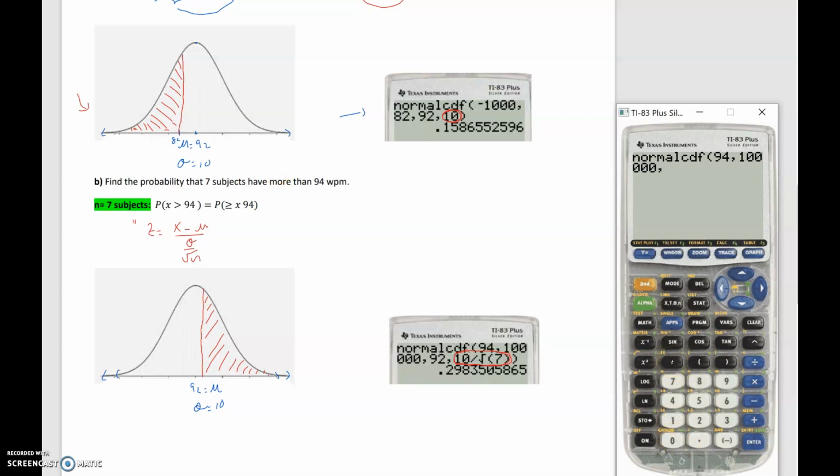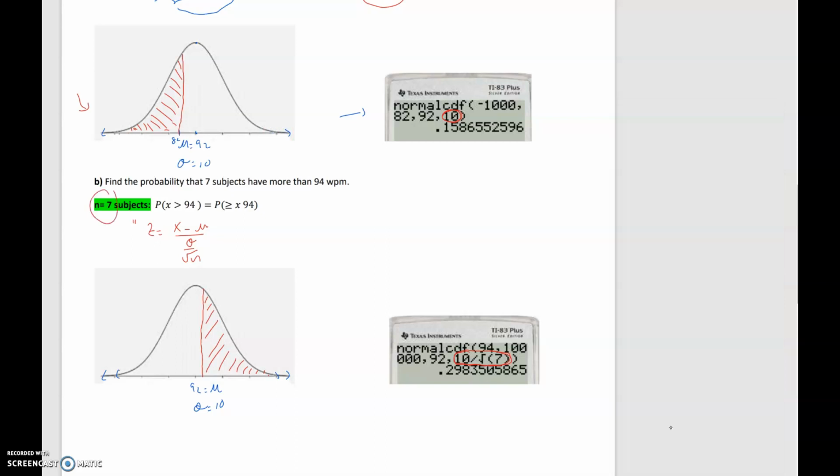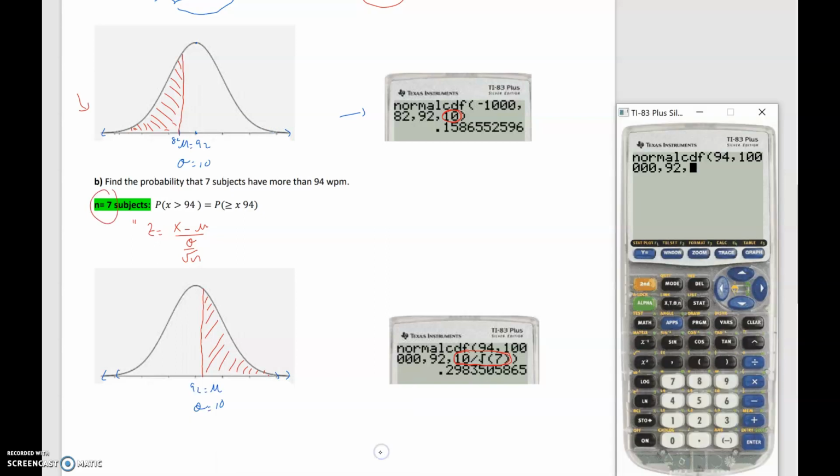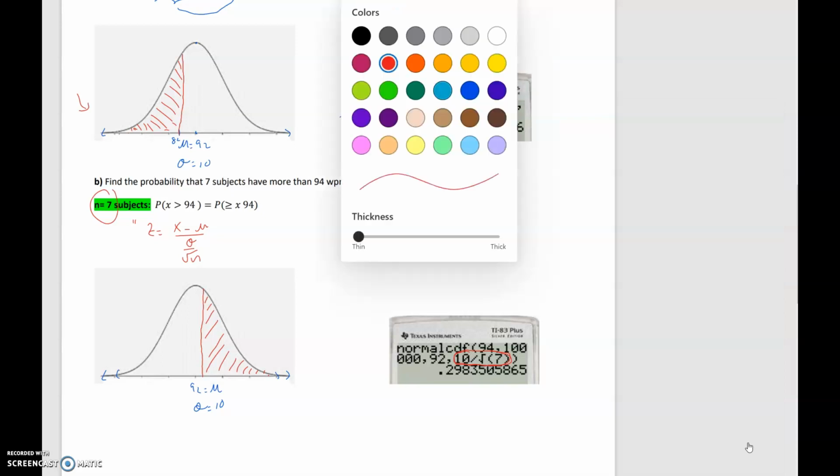Next, it's going to be the mean of the population, which is 92. And then, comma, the last portion is we need to adjust for the 7 subjects, so we're just going to have another comma, then 10 divided by the square root of 7. And that's actually the code. In this case, there's about a 30% chance that 7 subjects will be reading more than 94 words per minute. So let me write it out.